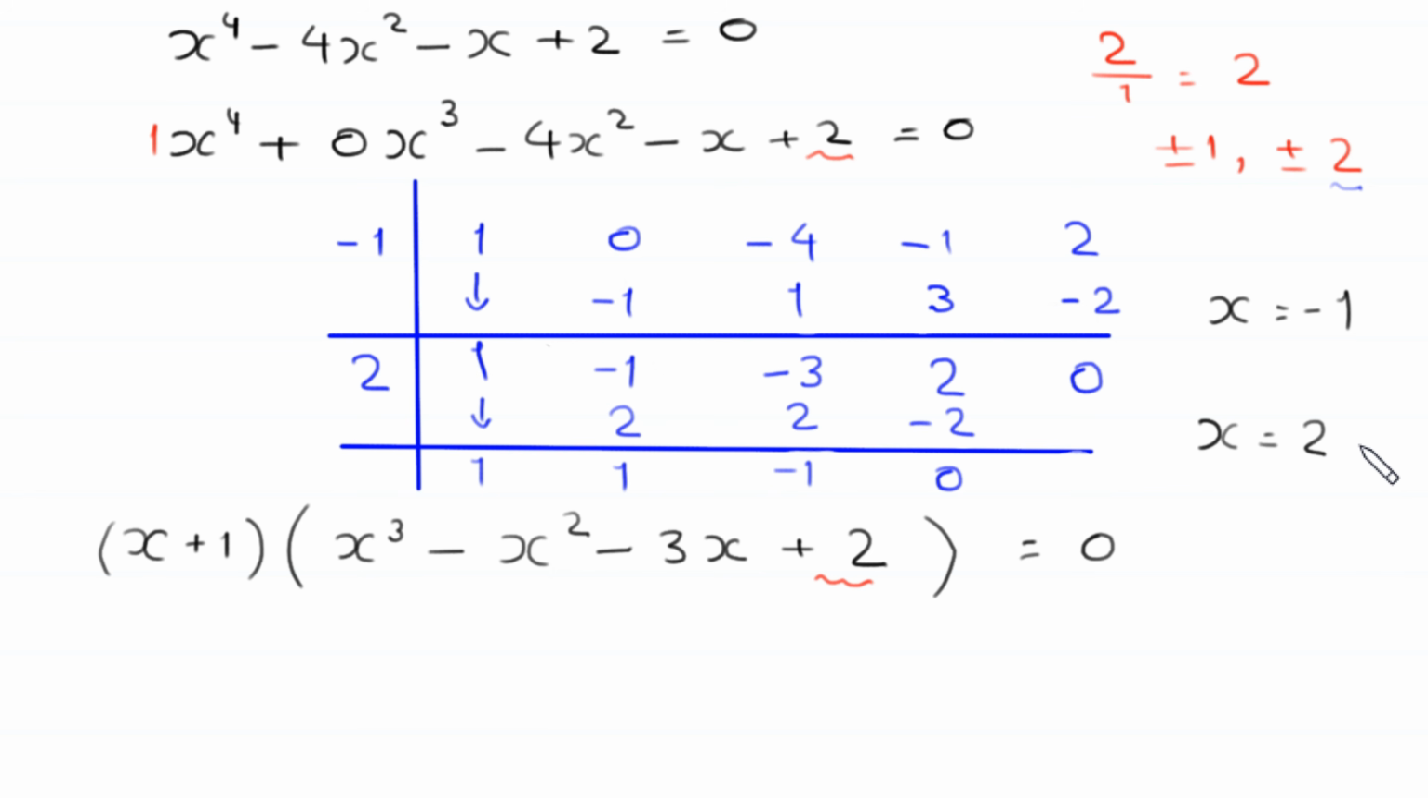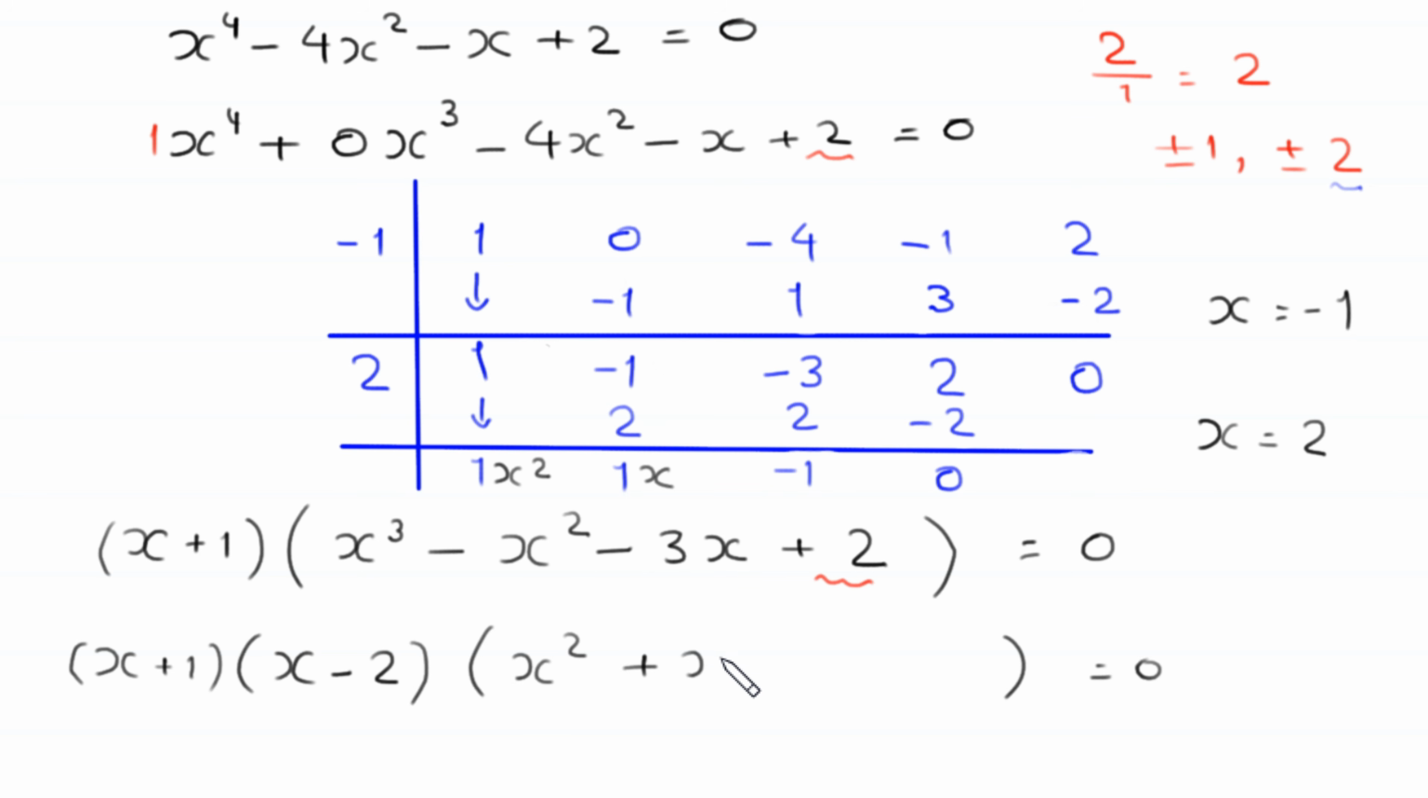And we get the third factor. First we have this factor x plus 1, and we get another factor x minus 2. The remaining factor is, with this one we write x squared, with this one we write only x, and this negative 1 remains constant. So here we get the factor x squared plus 1x minus 1 is equal to 0.